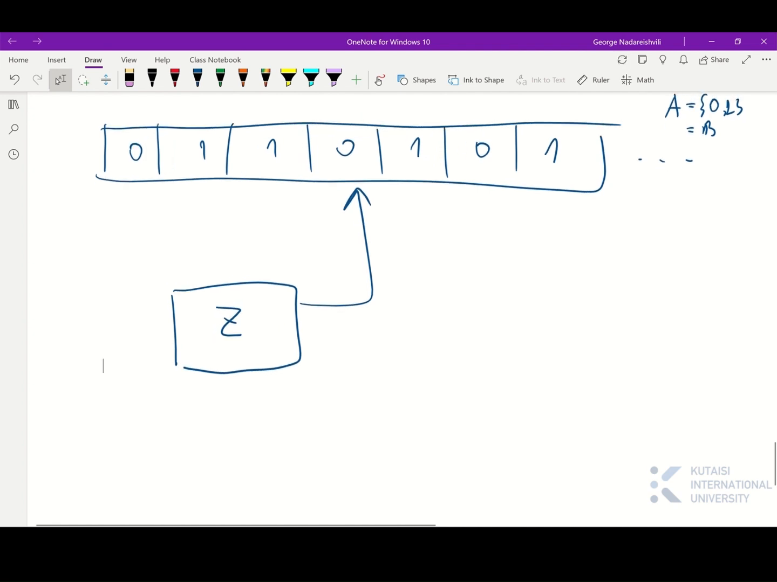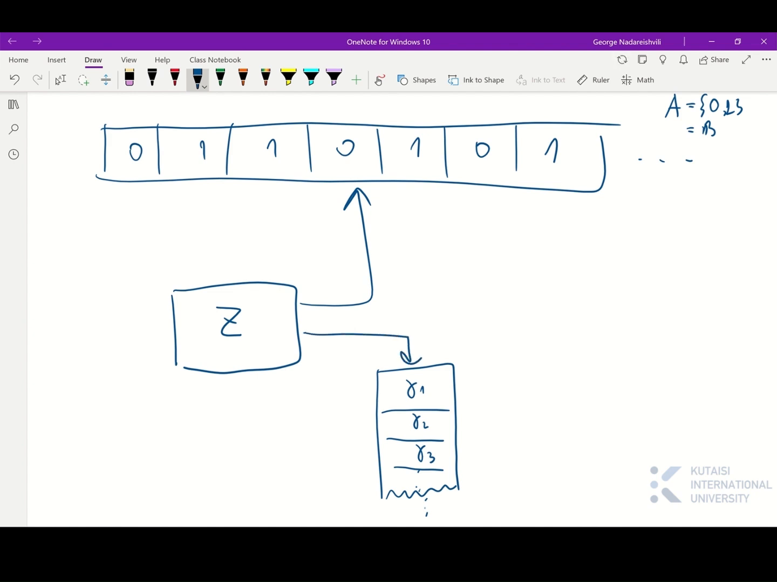And the only difference here is that I have this thing called stack that actually maybe goes like this. So it continues down. So if I draw like this, this also has some symbols. So let's, I don't know what to call it, gamma 1, gamma 2, gamma 3. And this guy also reads this.